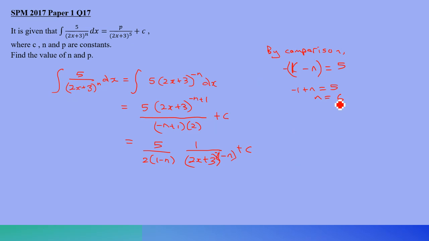After you found this, we can put it back into here to find what is your P. So your P will be equivalent 5 over 2 times 1 minus 6, which will give you negative 1 over 2. So this is also a straightforward question, which is in paper 1. You just need to know the concept of integration. As I said just now, be careful with the negative n, when we bring it down it is positive.